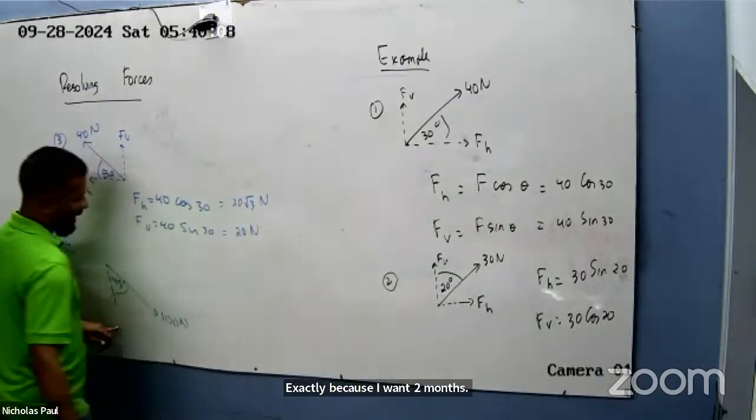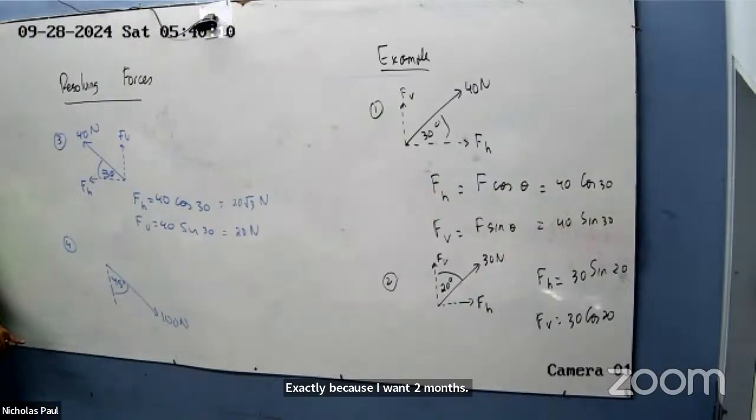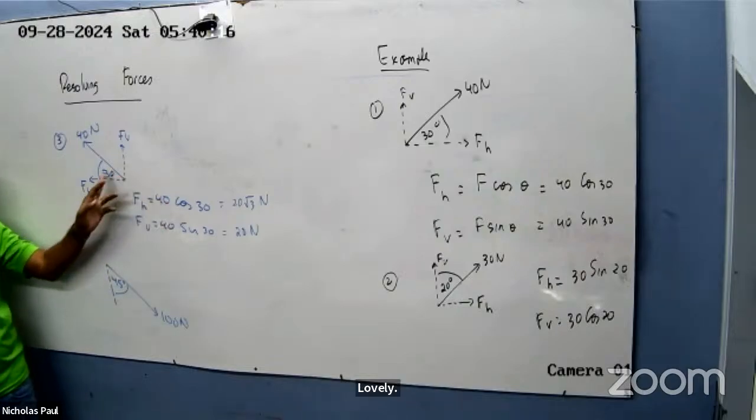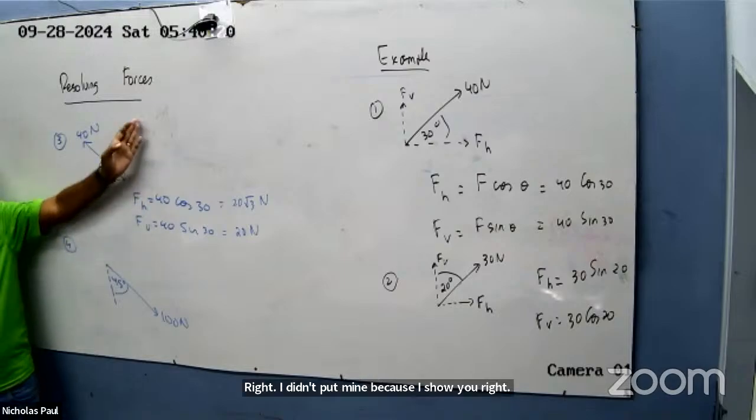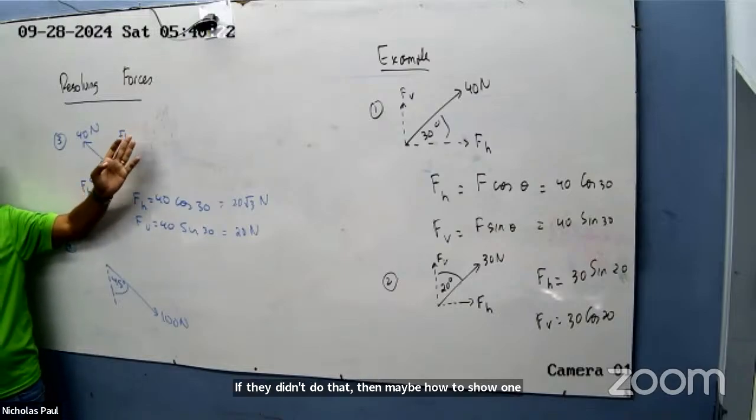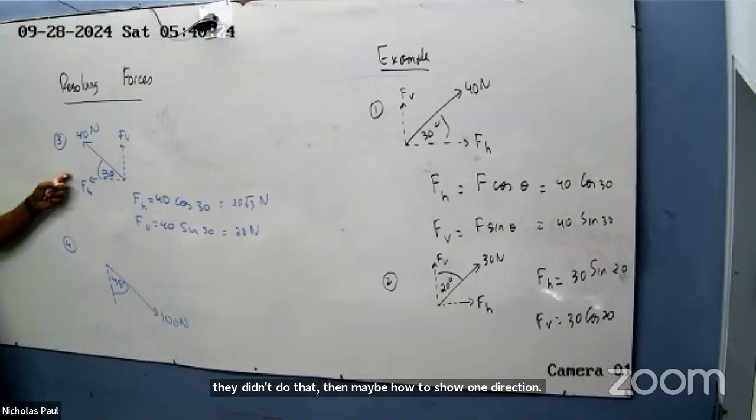Right, and you have two forces here. I didn't put minus and plus because I showed you direction, right? If I didn't do that, then maybe you had to show one direction positive and one negative. But I didn't do that. I showed you direction in the diagram.